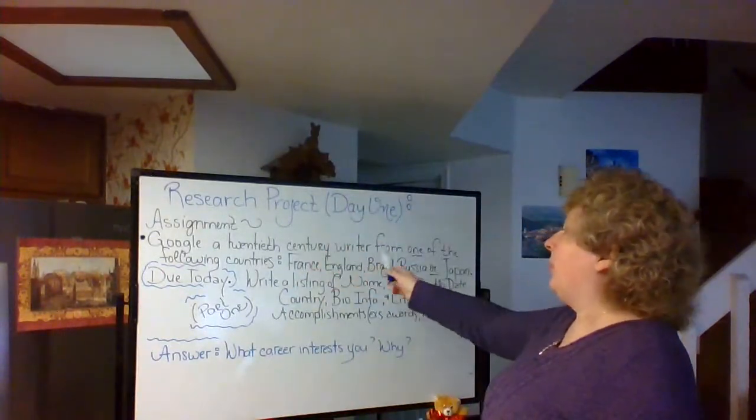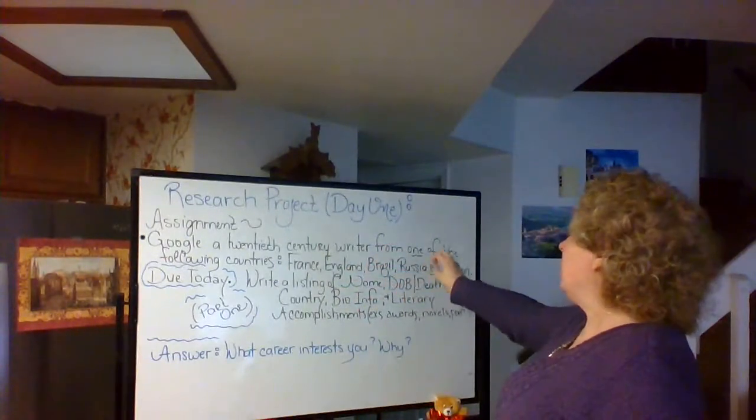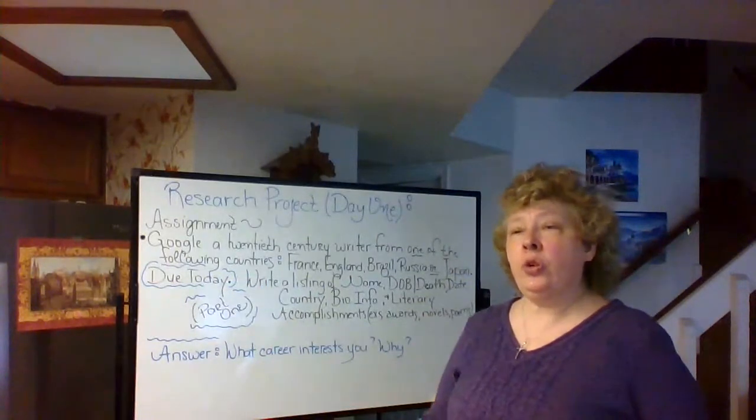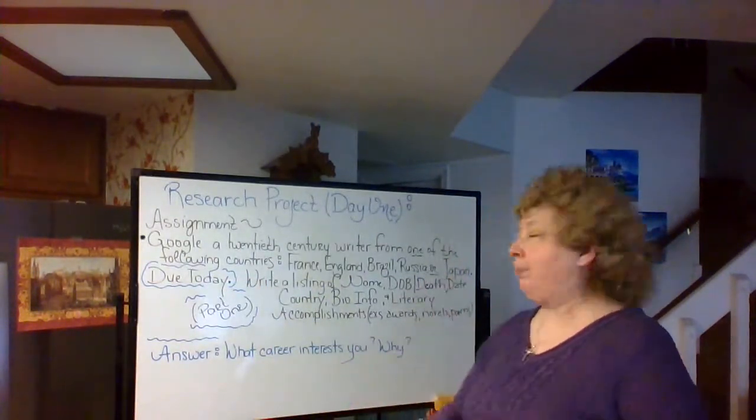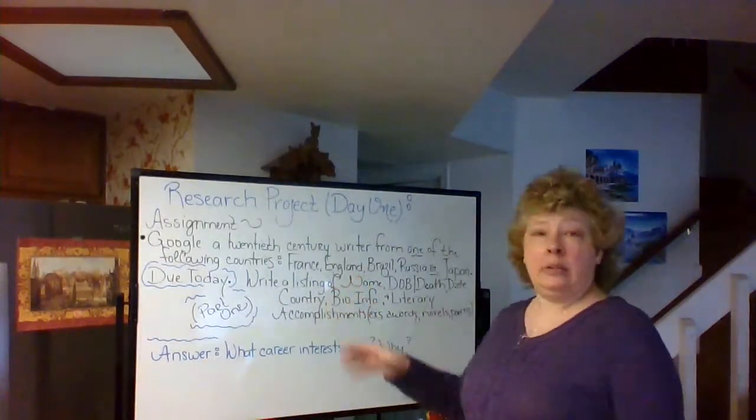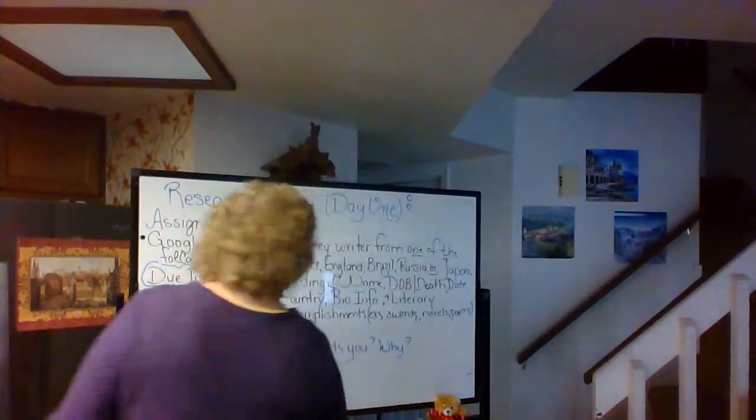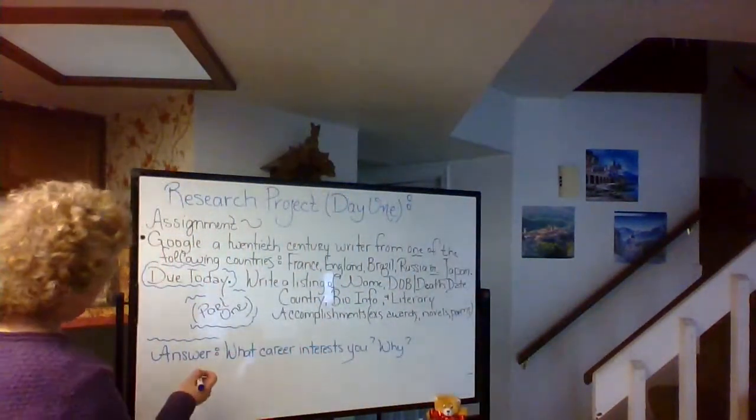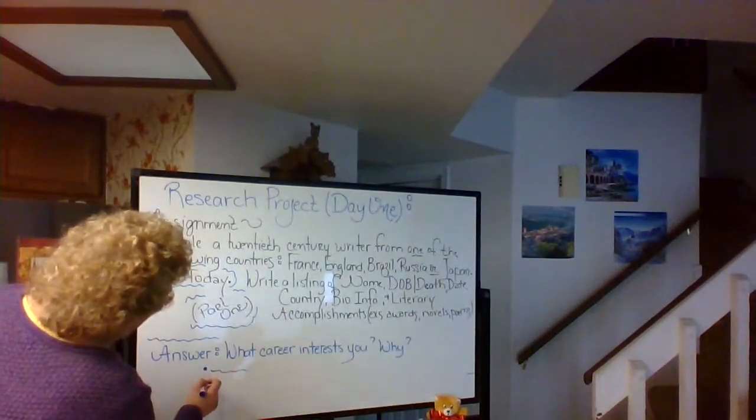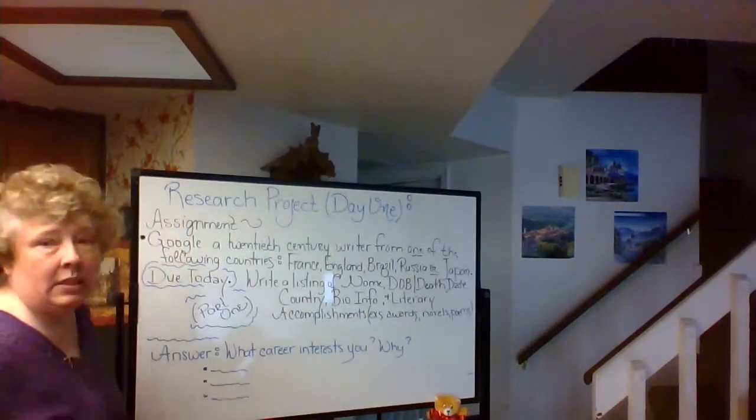Google a 20th century writer from one of these five countries. Okay, France, England, Brazil, Russia, or Japan. Yes, and it is due today. How do I want you to share your information? Here we go. I want you to do a listing. Does that make sense? So, in other words, you could just go like that and put the person's name and then the dates and so on and so on. Does that make sense? Okay.